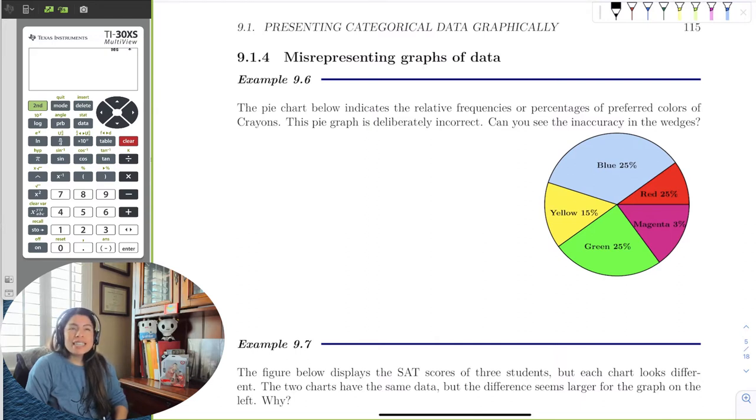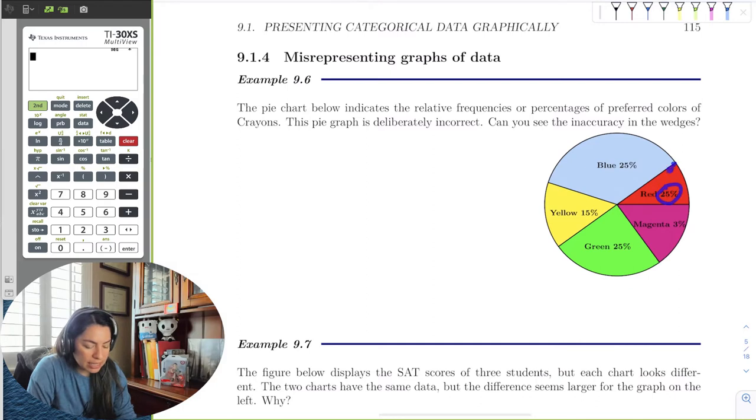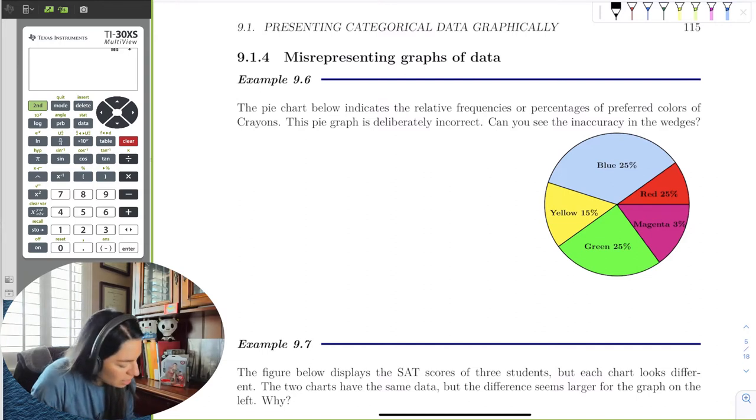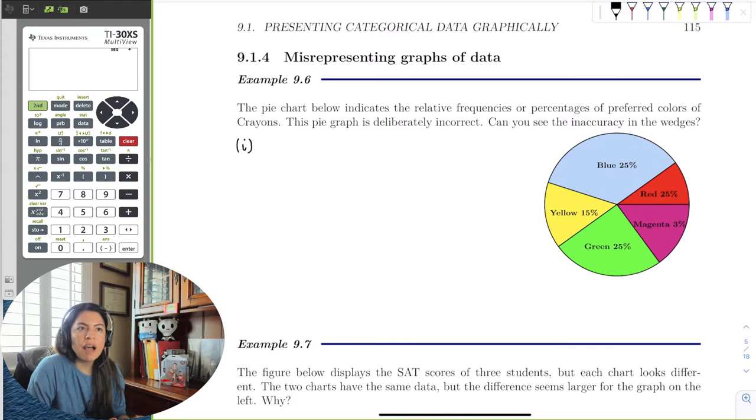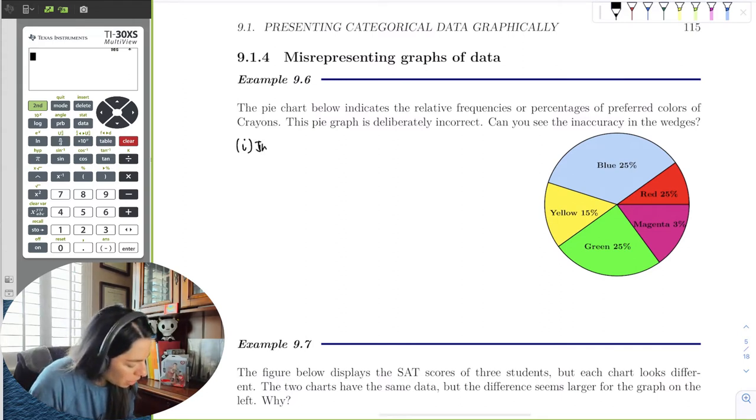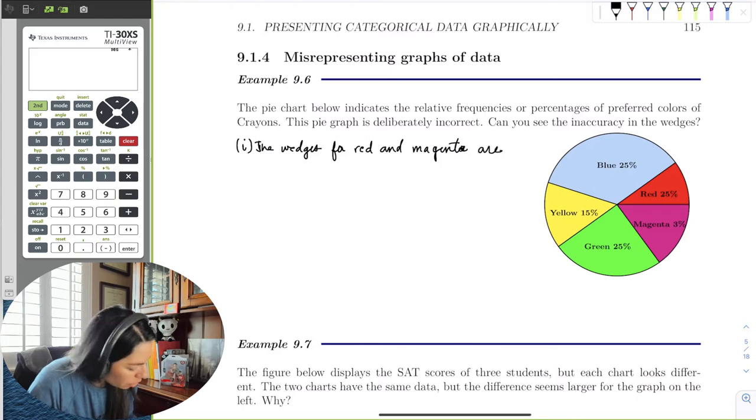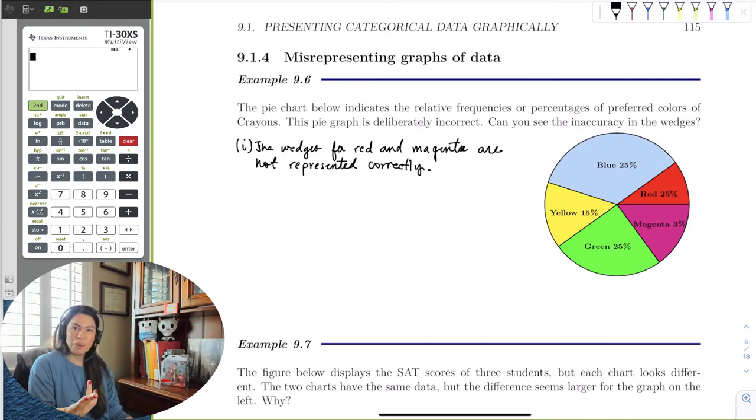Well, the first thing I notice is that the red slice is 25% and is a fairly small wedge. And then I look at magenta, which is a bigger wedge than the red, yet represents only 3%. So first, I would notice that the wedges for red and magenta are not represented correctly, right? Because 3% should be a smaller wedge than a wedge that's 25%.